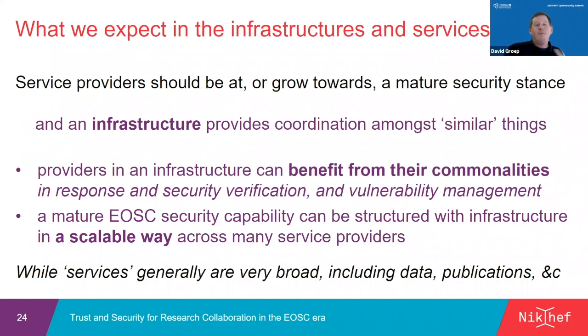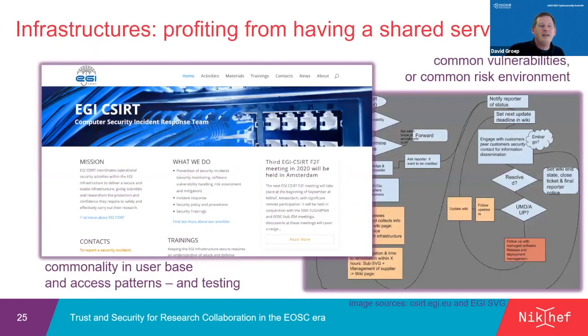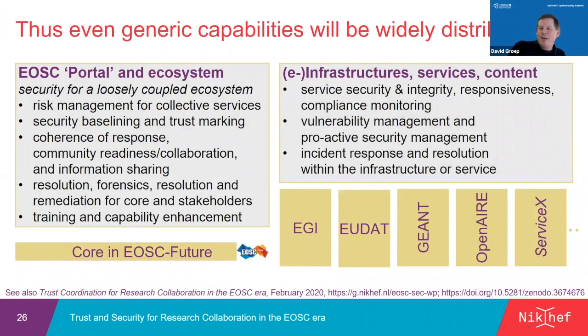So, whilst services are generally very broad, the infrastructures provide significant additional value. So we promote things like having an infrastructure CSIRT. EGI has one, I know PRACE has one, EUDAT has one, a place where service providers work together in solving those incidents. Similarly for vulnerability management. So our initial idea in trying to shape security and trust for the EOSC is to have those two different pillars, a portal and the infrastructure.